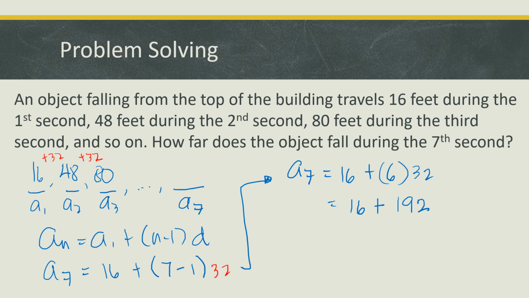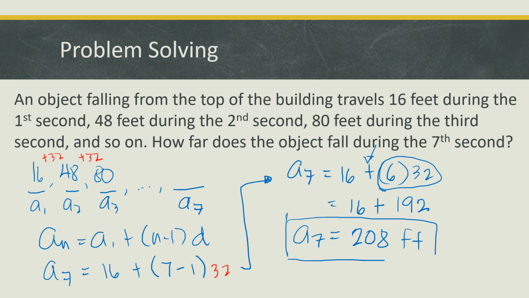Then we have 16 plus 6 times 32, which is 192. Take note to follow the GEMDAS rule. We'll start first with multiplication before we add. Okay? So 192 plus 16, we have now 208 as a sub 7. Therefore, the distance traveled by the object falling from the top of the building after 7 seconds is 208 feet.